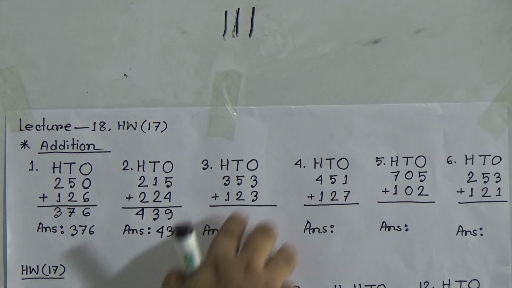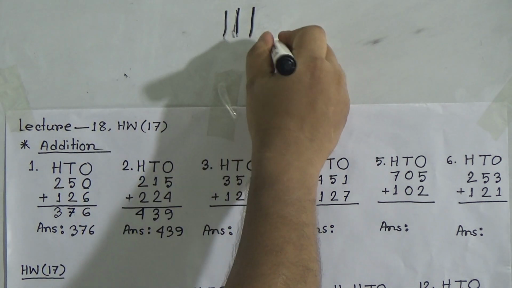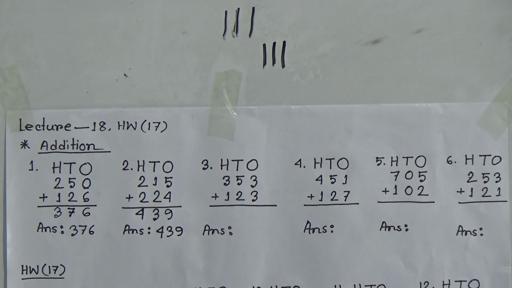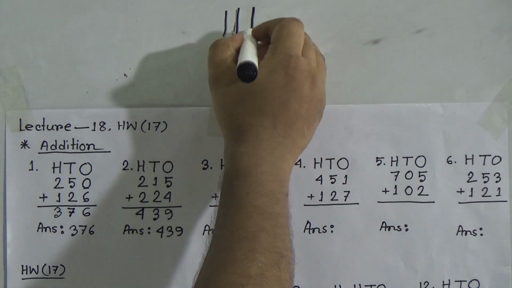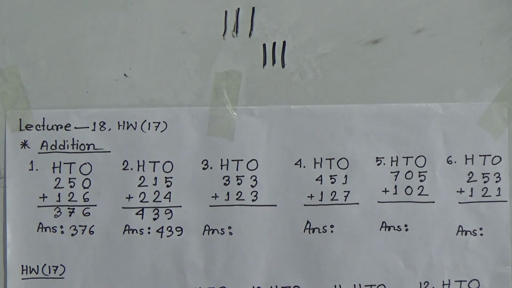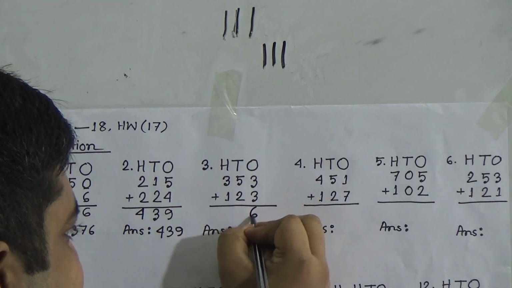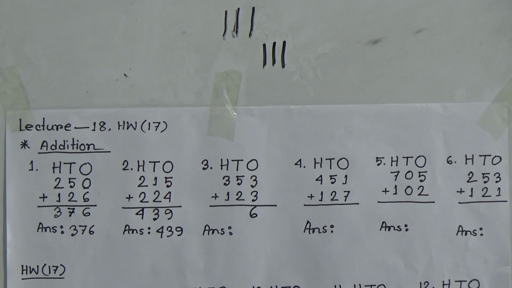And another 3 means 3 sticks: 1, 2 and 3. Now notice how many sticks are there on the board: 1, 2, 3, 4, 5, 6. So if we add 3 with 3, then we get 6. I hope you have understood.